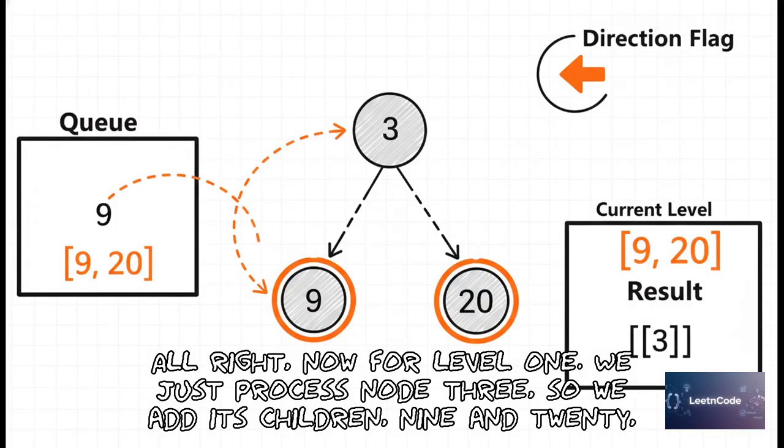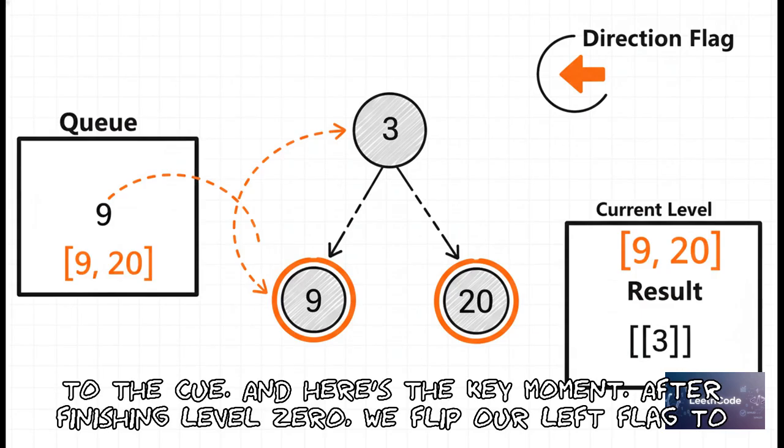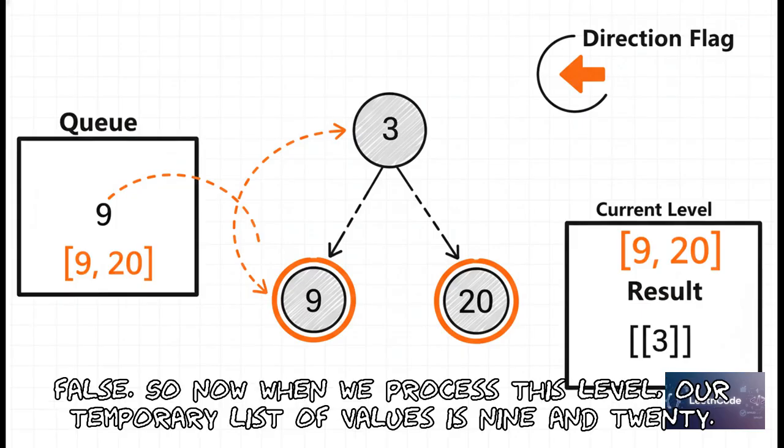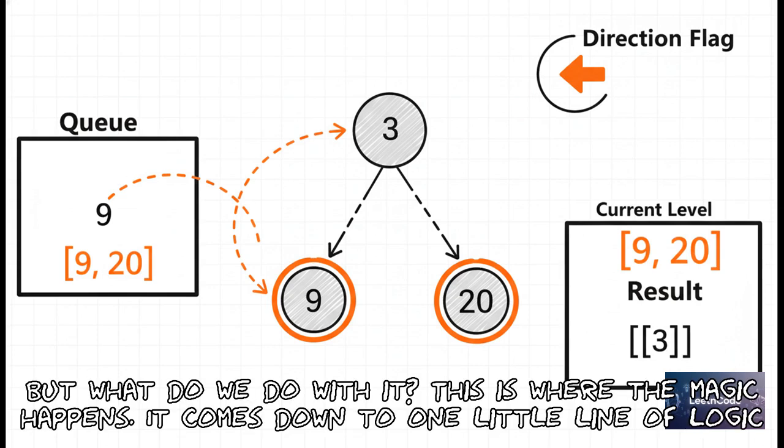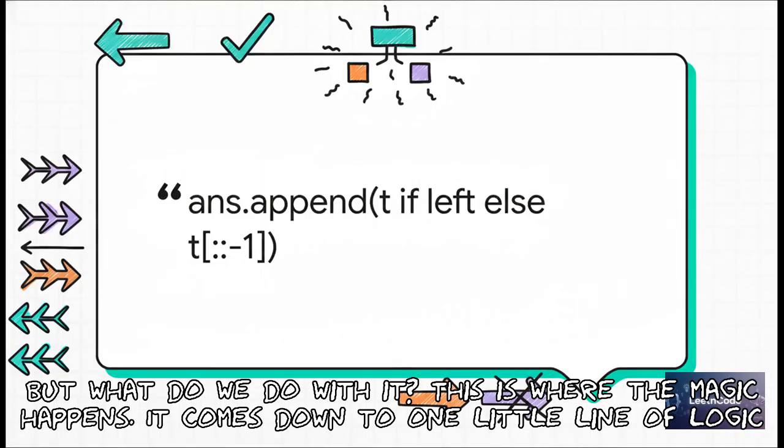All right, now for level 1. We just processed node 3, so we add its children, 9 and 20, to the queue. And here's the key moment. After finishing level 0, we flip our left flag to false. So now, when we process this level, our temporary list of values is 9 and 20. But what do we do with it? This is where the magic happens.